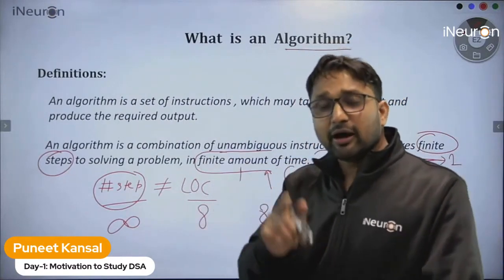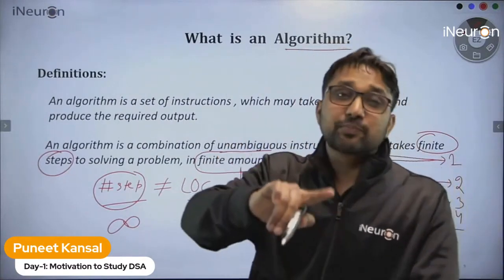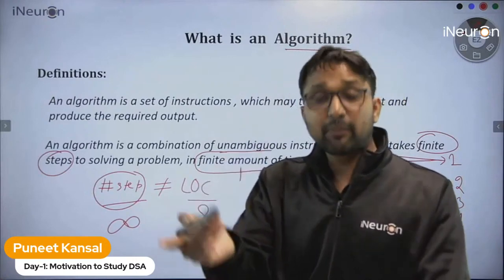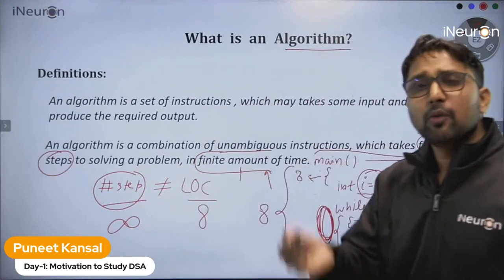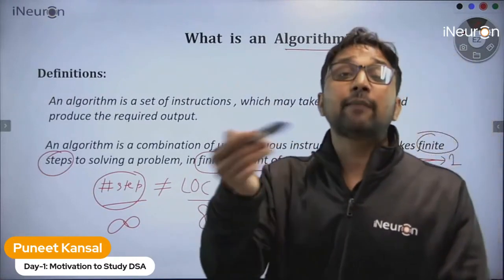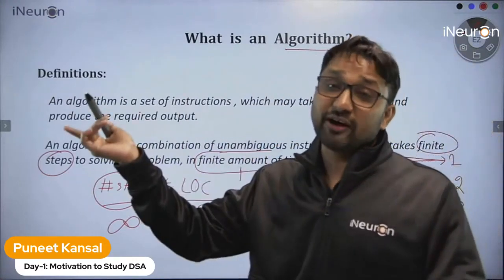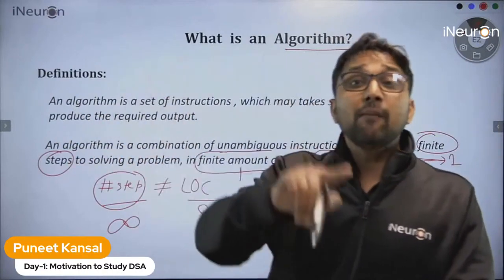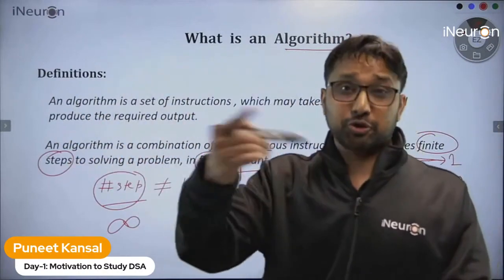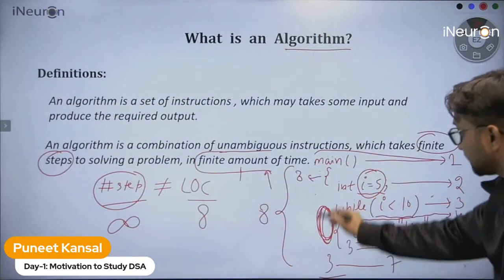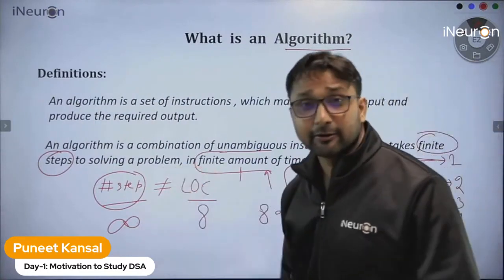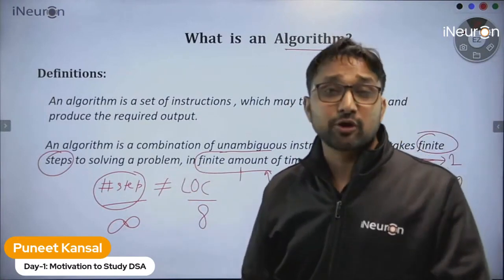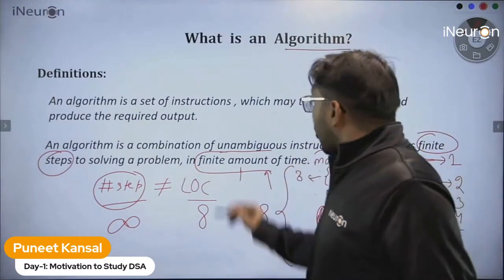Again, one difference comes between program and algorithm. People ask, what is the difference between program and algorithm? One difference is that a program may take infinite time to execute. An algorithm always takes finite time to execute. A program may take infinite steps to execute. This is taking infinite steps. This will keep executing these statements. So the number of steps is infinite here. A program may take infinite steps to execute, but an algorithm always takes finite steps.